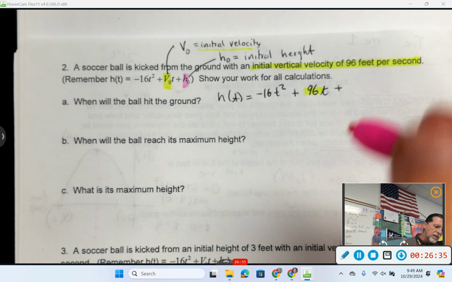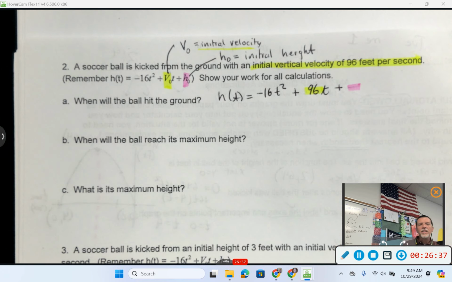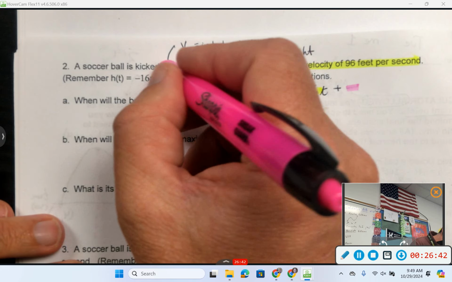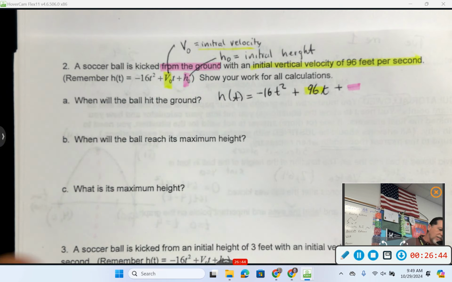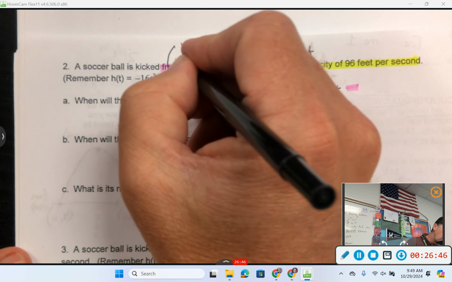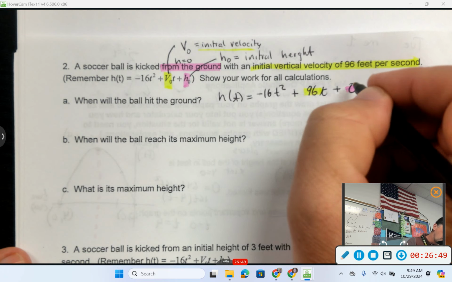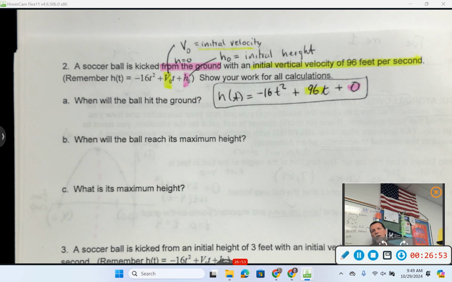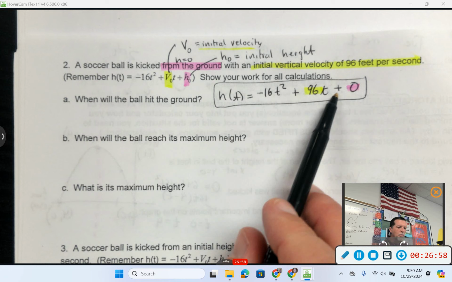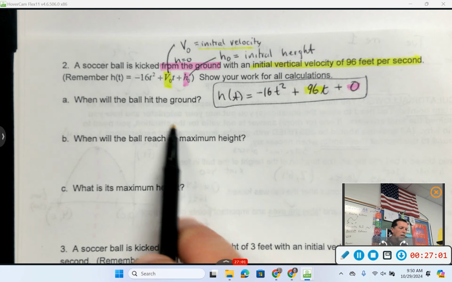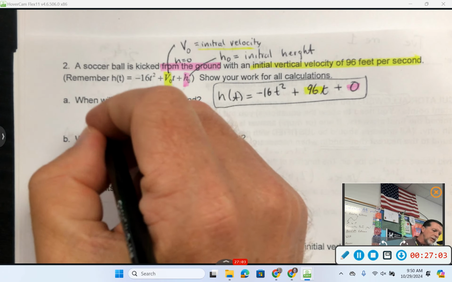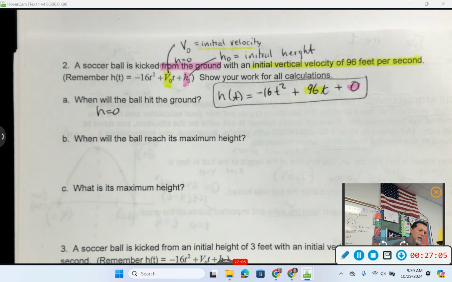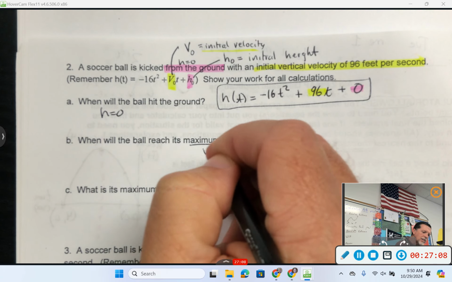plus, what's my initial height? How do you know it's 0? Yeah, from the ground, sort of code language for h equals 0. So there's my equation. So on the last problem, it just gave you the equation. Here, it sort of gave you the equation, but you had to put in some pieces there. Now, when will the ball hit the ground? Well, that would be where h is 0, and maximum height, that would be the vertex.